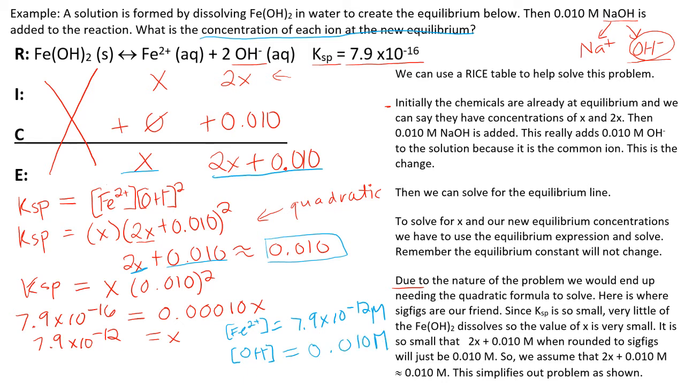This is where we get to assume that x is so small that it's not going to affect our calculation here, and it really doesn't. That's because our KSP value is so small. It has that very large negative exponent, so it's going to be a very, very small decimal, meaning not much of it dissolves. We're going to try another one of these so you can see how this works again.